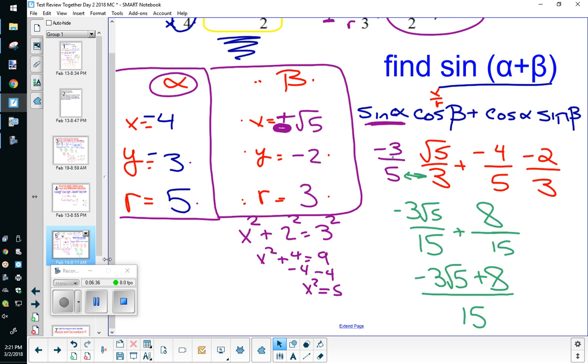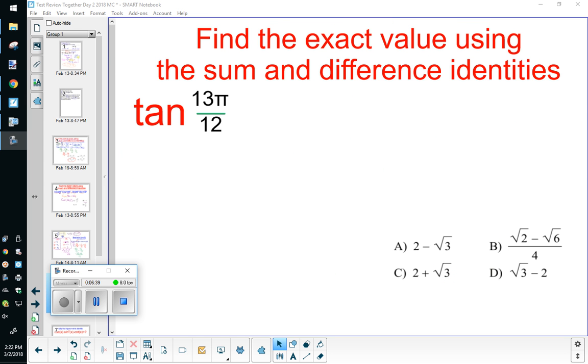Well, I have tangent of 13 pi over 12. It's 195 because 180 is here. That would be 11 pi over 12. Right there would be 13 pi over 12, which is 195. So let's write that as 195 instead. I'm doing tangent of that.